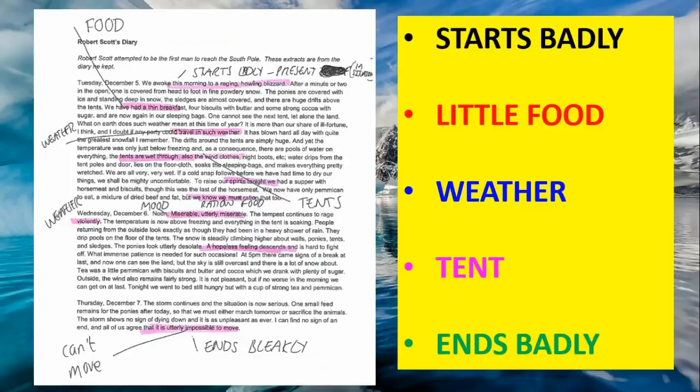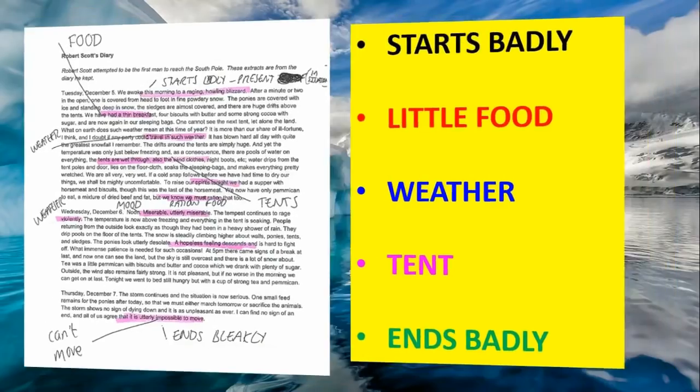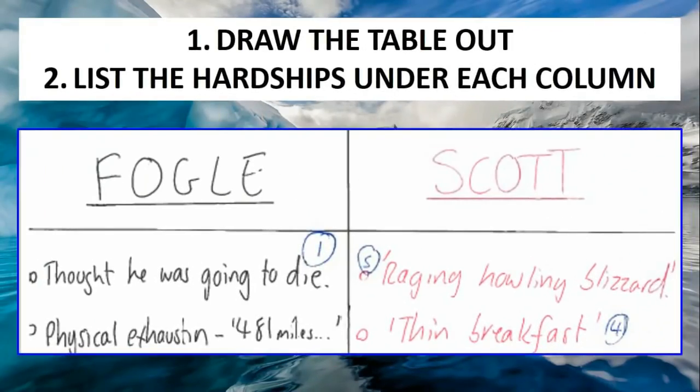His mood is really bad and he feels like the situation is hopeless. So what I would do now for this question, you could do this on your exam, is draw a really simple table like I've got. I put Fogle on one side, Scott on the other side, and then all I'm going to do is list, as I go through the extract, the hardships and the things they've had to suffer. So I've just started with Fogle: thought he was going to die, and then physical exhaustion, 481 miles. Those are the first two things I've found.